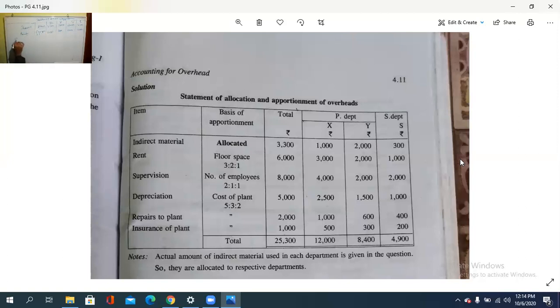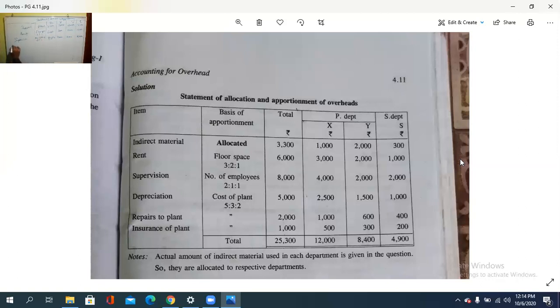Then supervision. How is the supervision to be apportioned? Based on number of employees. That is already given in the question. 2:1:1. Total amount is 8,000. So this 8,000, 2/4, 1/4, and 1/4. So 8,000 into 2/4, it is 4,000. Then 8,000 into 1/4 it is 2,000, and again 2,000.